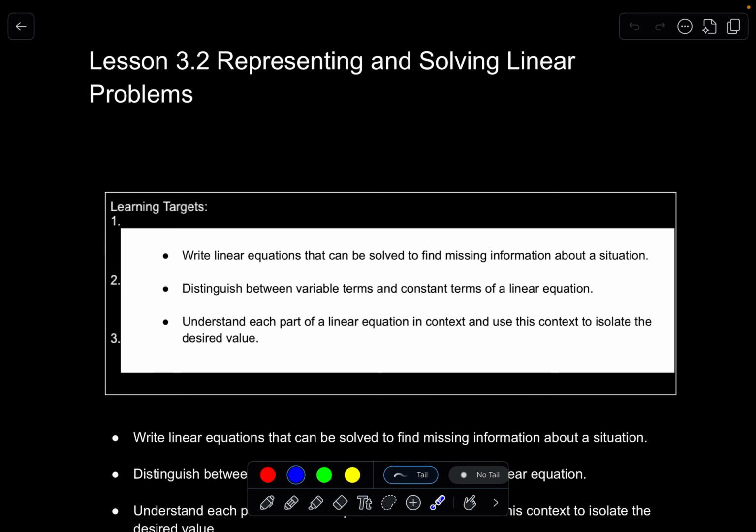The learning targets are write linear equations that can be solved to find missing information about a situation. Basically, we are going to learn to write equations that model a situation, all right? Kind of like word problems in the old context of our old math language that we used to use. Then we're going to distinguish between variable terms and constant terms.